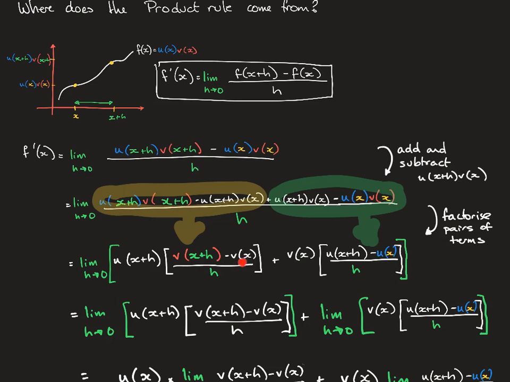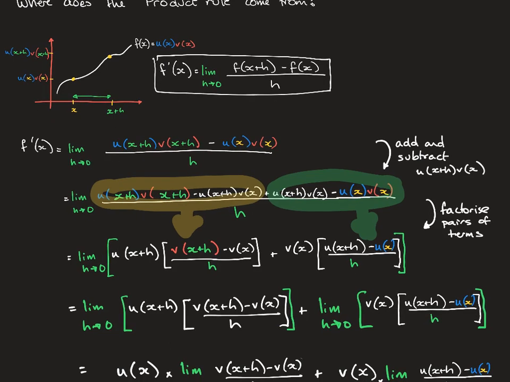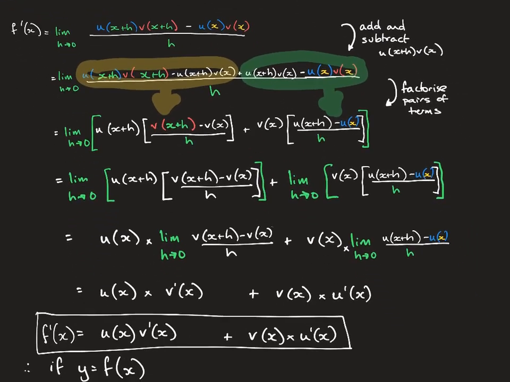And you'll notice in here that this is in fact the derivative formula for v of x, and this is the derivative formula for u of x. But I've got a bit to go yet. So I have the limit of the whole of these two terms, which I'm going to split into the limit of the first term plus the limit of the second term. And then I'm going to evaluate those limits if I can.